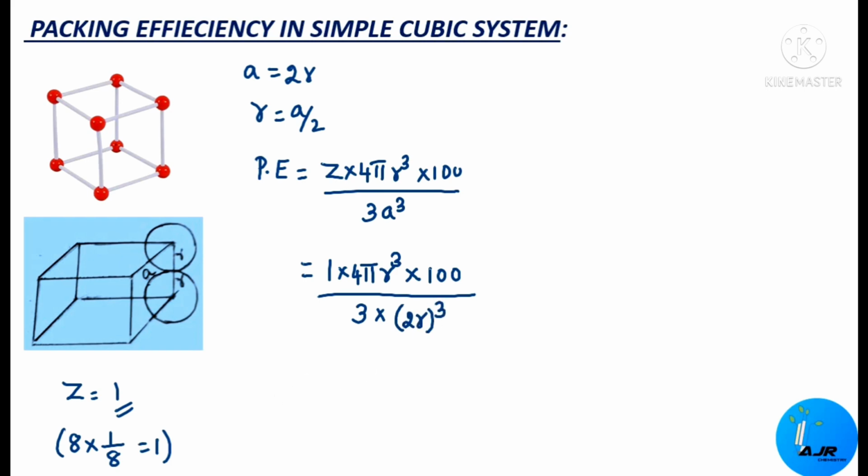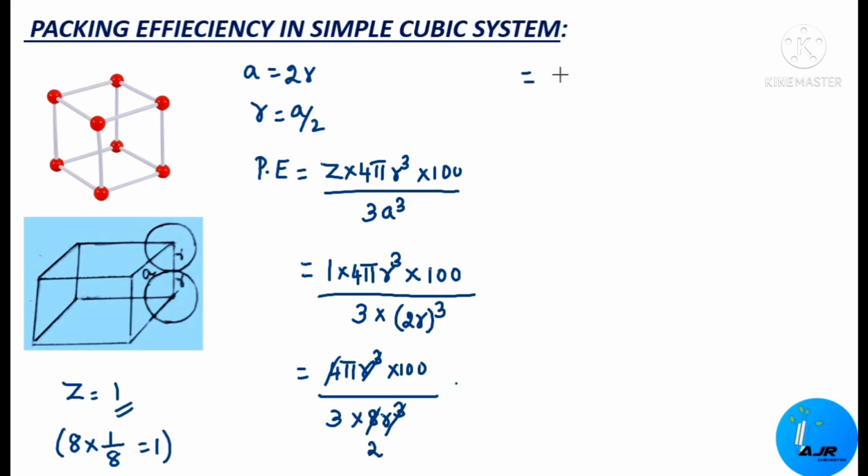Okay. Now come on, simplify this. This becomes 4 pi r cube. 4 pi r cube into 100 divided by 3 into what is 2 cube? It is 2 into 2 into 2. Is it not? So 8. This r becomes r cube. Is it not? Now we can simply cancel this, r cube can be cancelled. Okay. So this one and this one gets cancelled. Now this becomes 2. Is it not? So how will you simplify this?